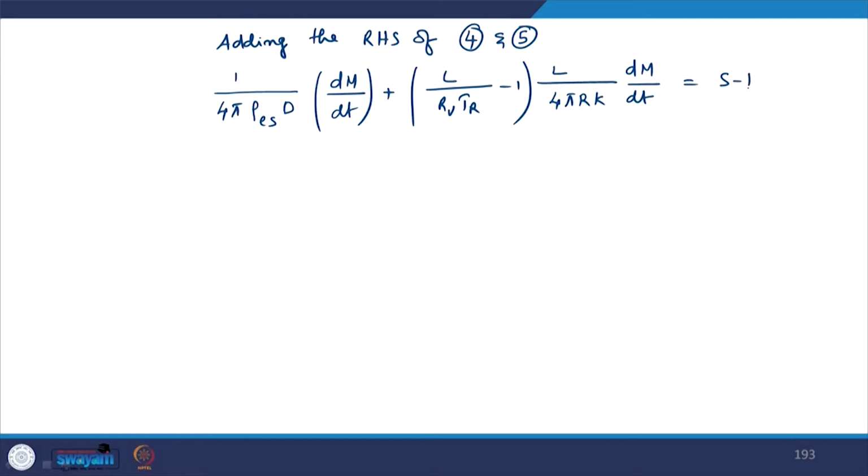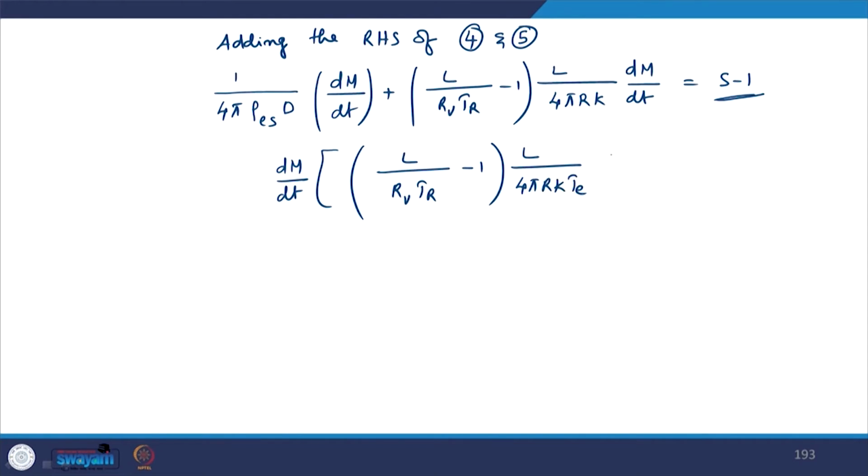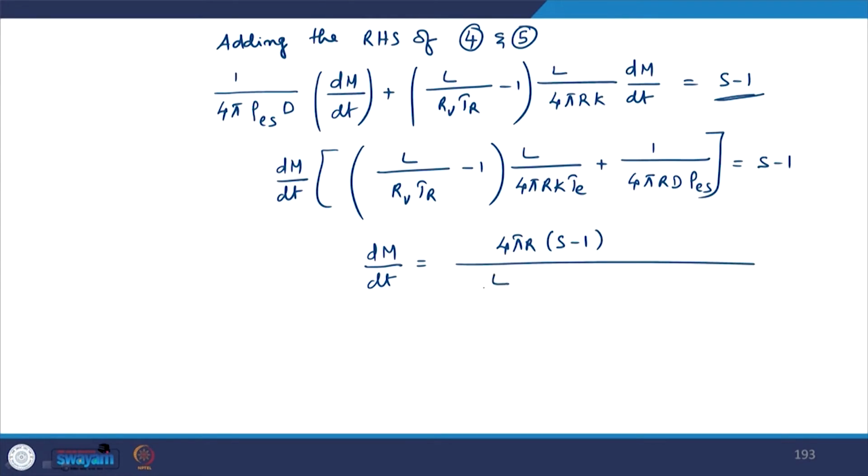Now, it is of course equal to S minus 1. We have already done this. So, take dm over dt outside, then we will realize L by RvTR minus 1 into L by 4 pi R K Te plus 1 by 4 pi R D rho Es is equal to S minus 1, or dm by dt is equal to 4 pi r into S minus 1 divided by L by Rv TR minus 1 into L by K Te plus 1 by D rho Es.